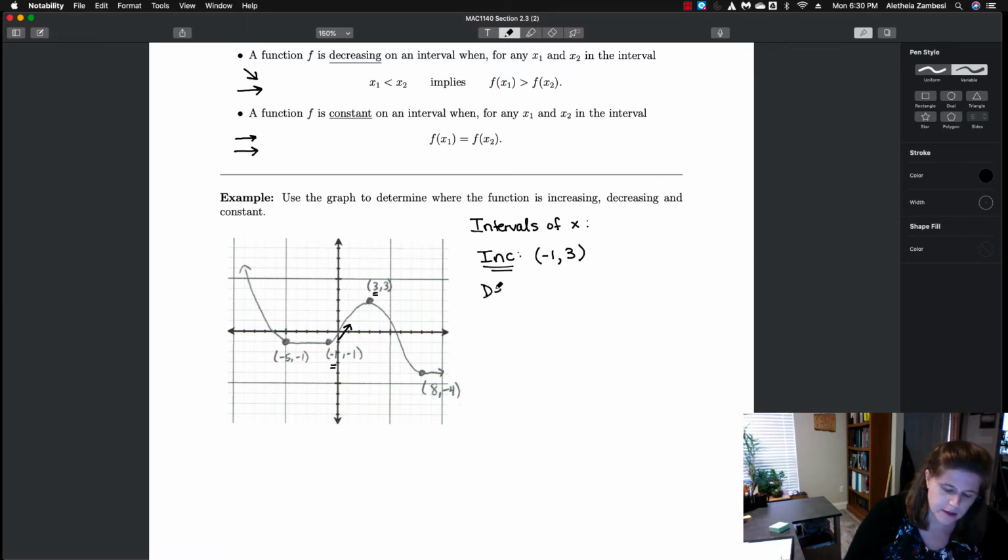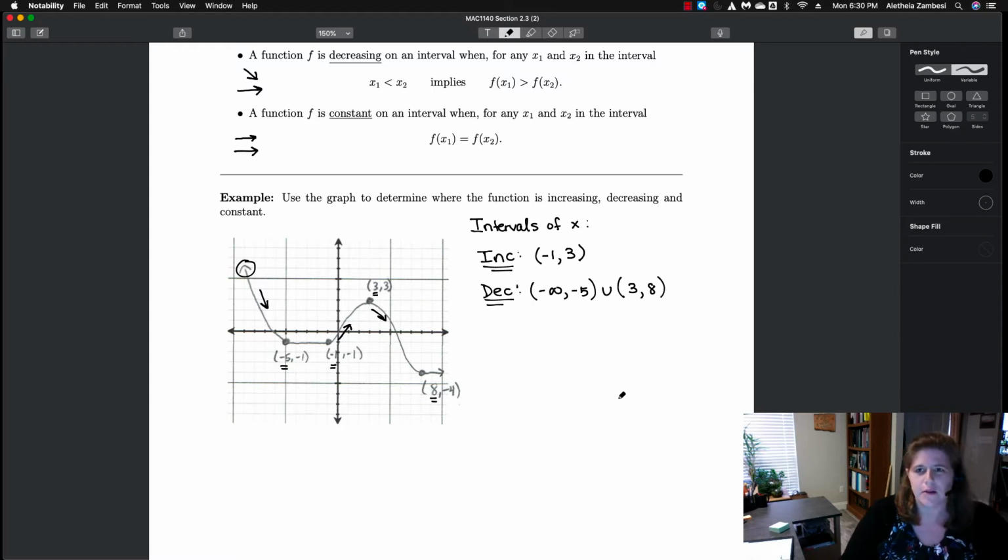Now, if I were to consider decreasing, decreasing moves down as we read across the page. So it's decreasing here. Don't be misled by the arrow on the end pointing up. We always read from left to right. So it's decreasing there, so starting at -infinity, and then it stops decreasing here at -5. It is also decreasing starting at 3 and going to an x value of 8. Remember, we don't actually care about the y values when we're talking about increasing and decreasing. We're just using sections of the domain.